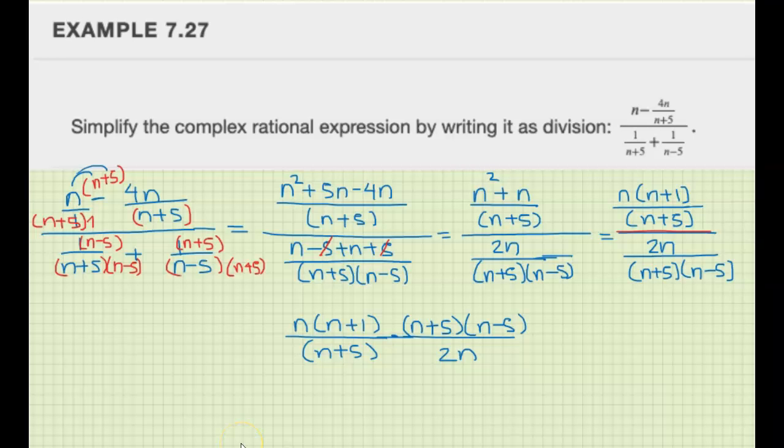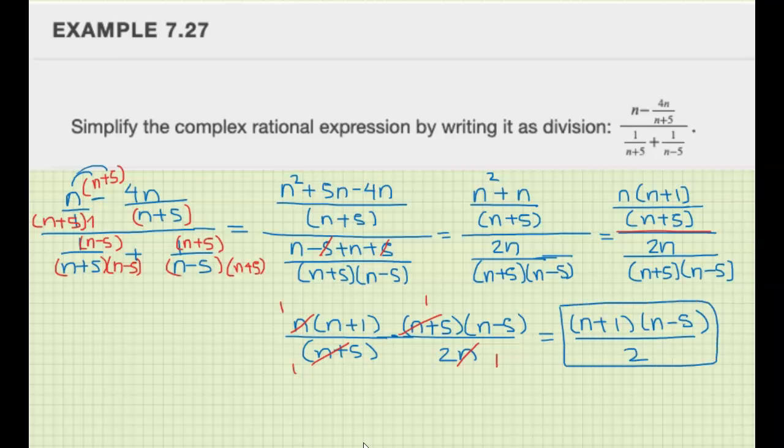And now we're going to simplify. Cancel the n plus 5. Divide, you get 1 left, top and bottom. Divide by n. So you get 1 left there. So on the top we have n plus 1 times n minus 5. And on the bottom we get a 2. Alright, there we go. That's the simplified thing.